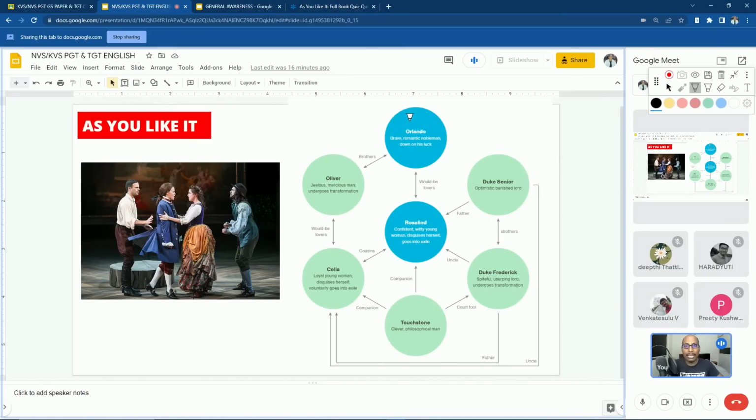And Orlando, with his faithful servant Adam, went to the Forest of Arden, and in search of Orlando, Oliver also went there. And these people fall in love at first sight. Orlando falls in love with Rosalind, and Oliver falls in love with Celia. And all these love stories end on a happy note. Rosalind marries Orlando, Oliver marries Celia, Touchstone marries Audrey, I suppose, and Silvius marries Phoebe. All the stories end in a very happy wedding. That means all the lead characters end with a happy marriage.